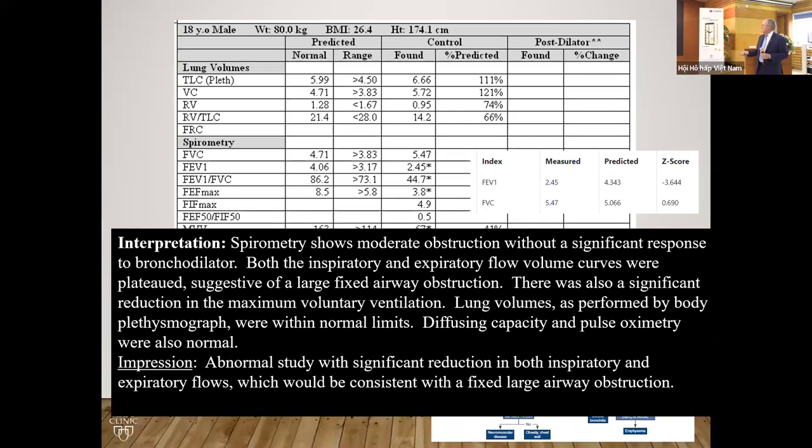Abnormal study with significant reduction in both inspiratory and expiratory flows, which would be consistent with a fixed airway obstruction in an 18-year-old. It's probably not a big cancerous lesion in the lung. In an 18-year-old, it's probably not a goiter or something, although it could be.